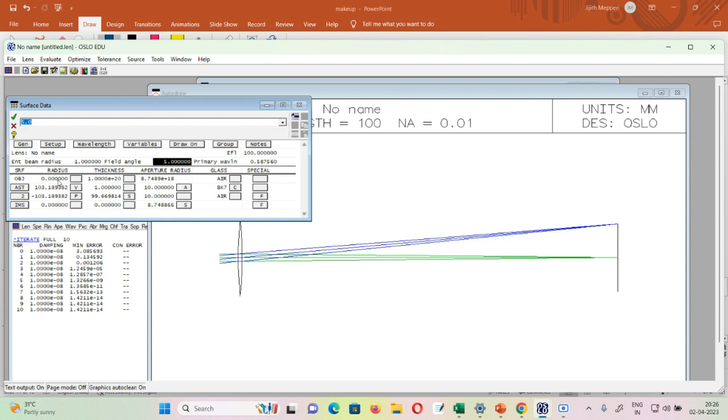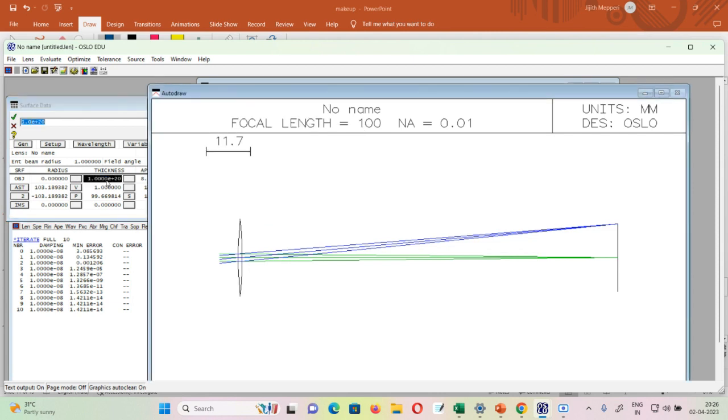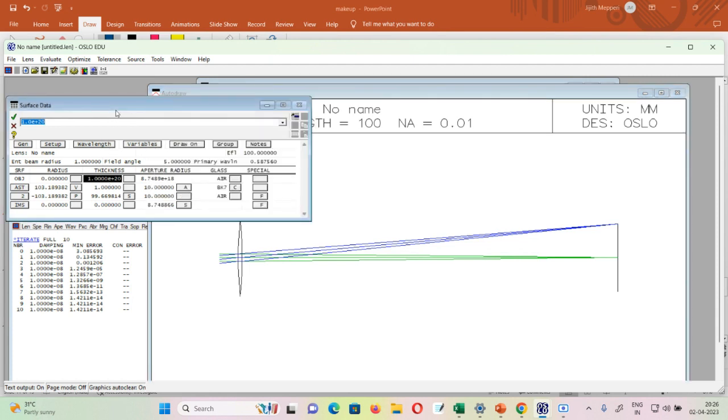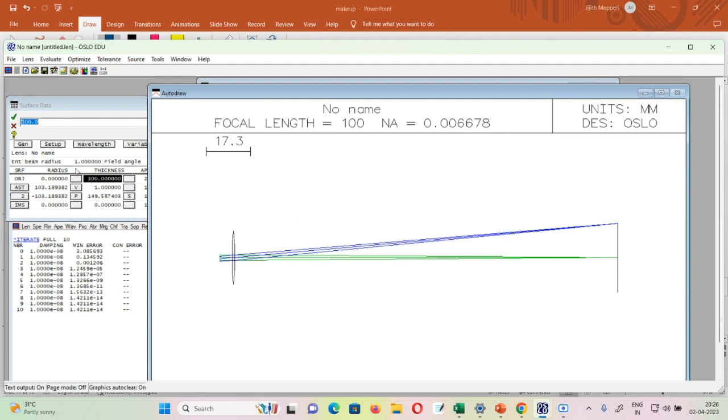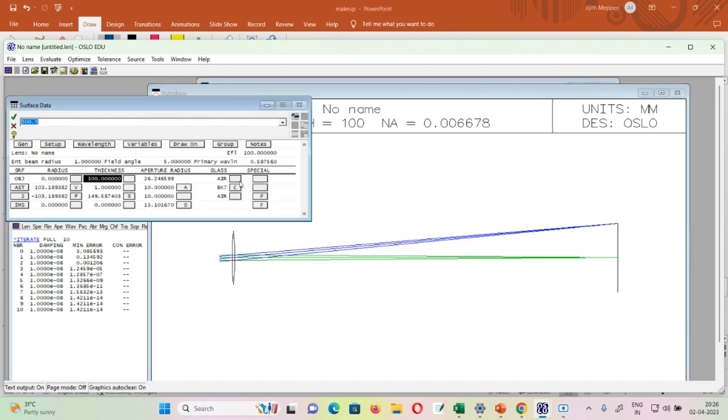Now we are going for a second condition. Effective focal length is 100, so 2f is 200. So I am going to put my object at a distance of 300. I am not seeing my object because I didn't put the surface control as draw.